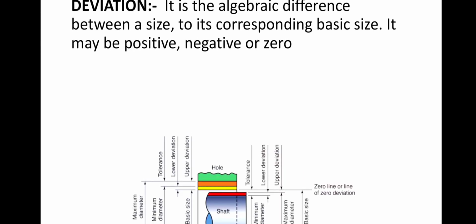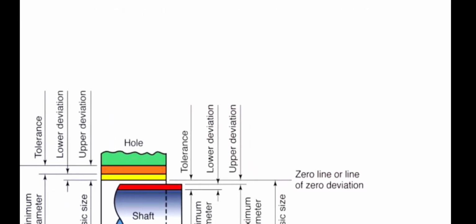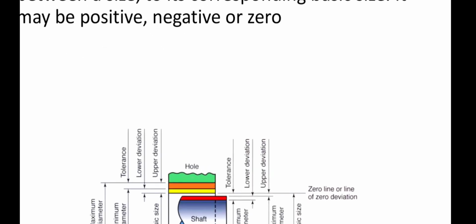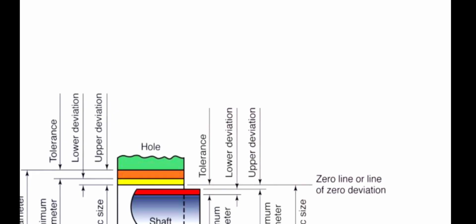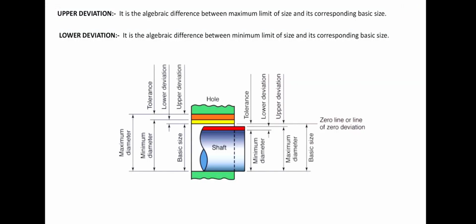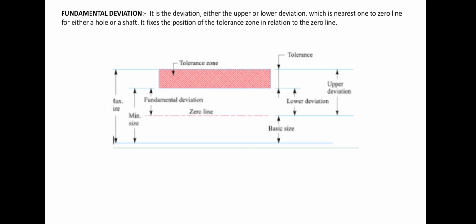Here we go to the deviation. You can see the lower deviation and upper deviation. It's the algebraic difference between a size and the corresponding basic size, and may be positive or negative. Here I can see the lower deviation and upper deviation of the shaft, and on the left hand side, you can see the lower deviation and upper deviation of the hole. The maximum limit of the size gives the upper deviation, the minimum limit of the size gives the lower deviation.